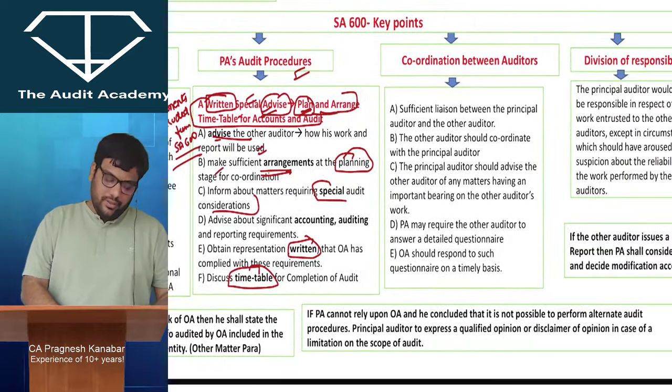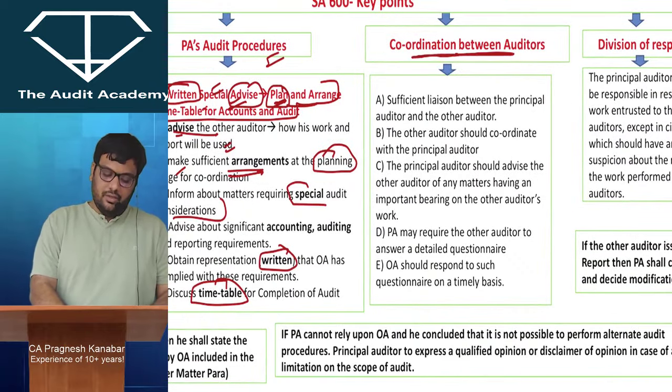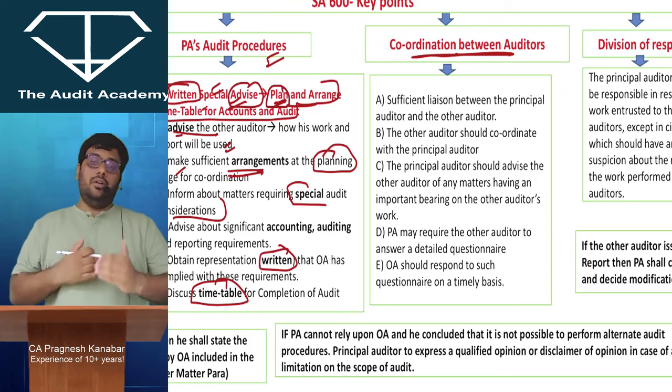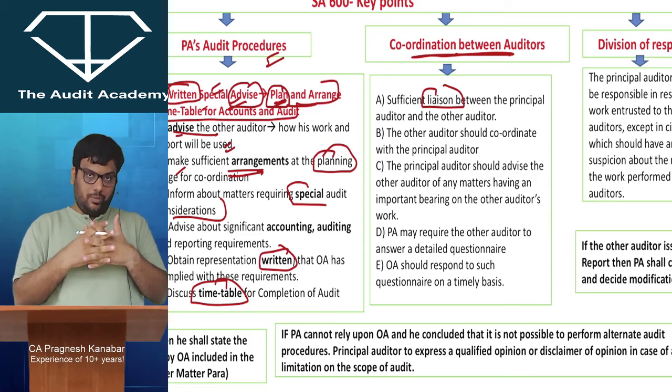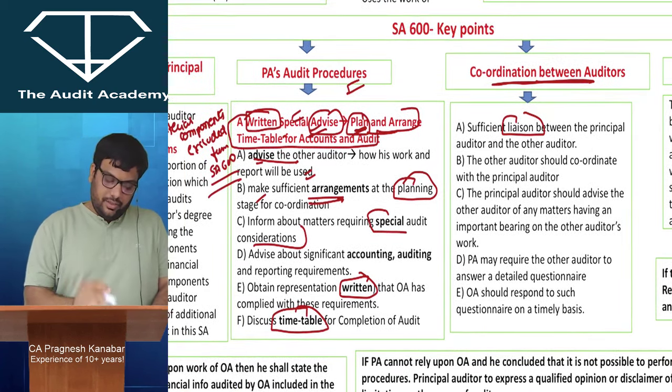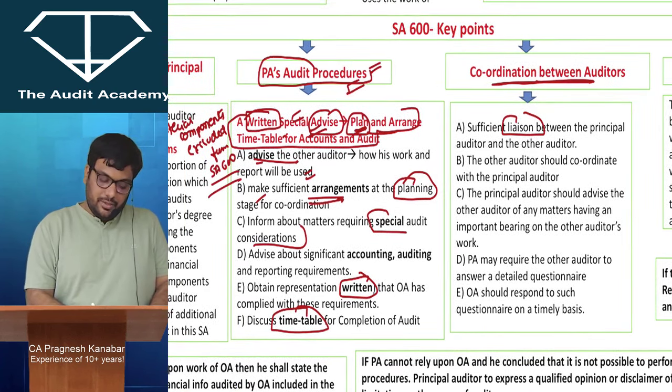There are some more points given between coordination between the auditors. The principal auditor and other auditor need to ensure that they are liaising properly, that means they are coordinating and connecting properly. Okay. Sir, just a minute. I just forgot to tell you when to write this particular answer.